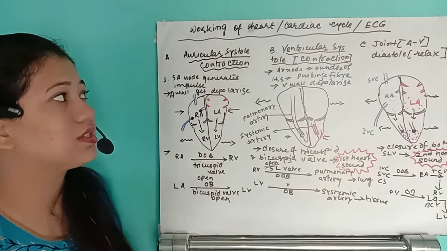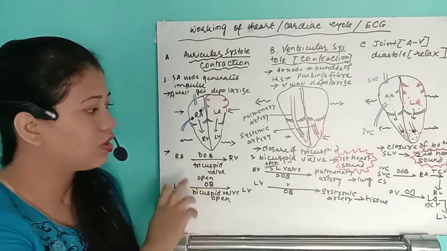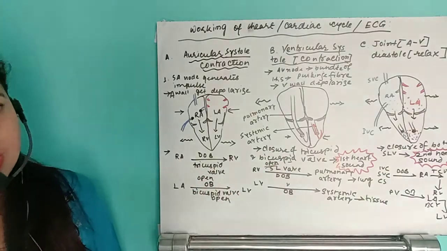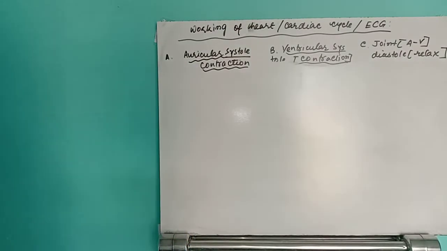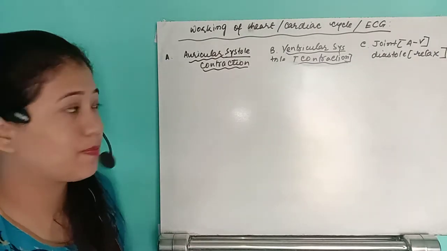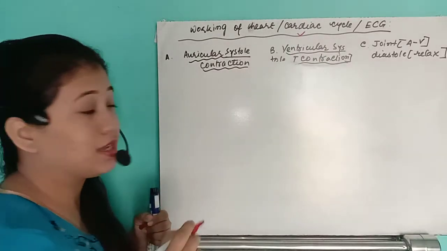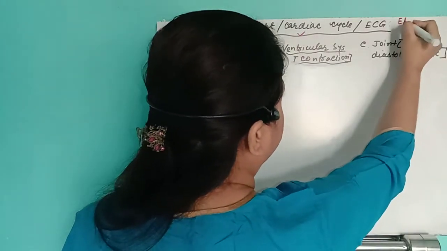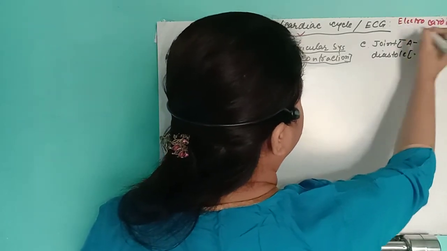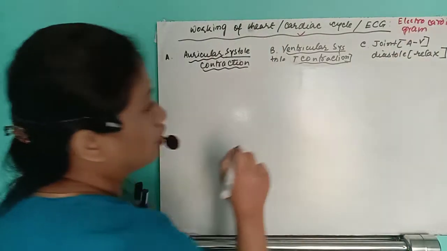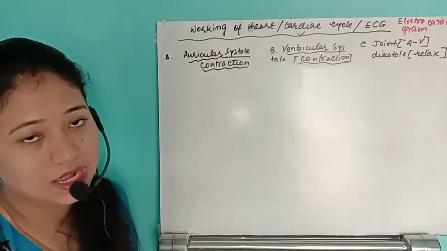After that, let's see the cardiac cycle and the ECG. In the same video, we will complete both of these, using the same diagram. Now we move to the next part, that is cardiac cycle and ECG. What does the term ECG indicate? ECG stands for electrocardiogram. Now we will see both this ECG and cardiac cycle together.